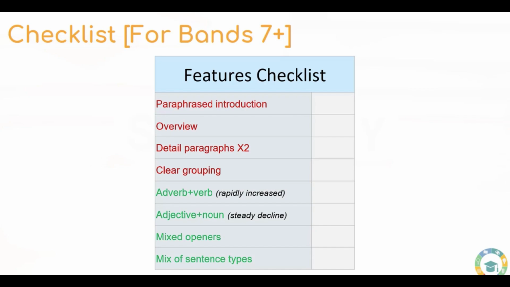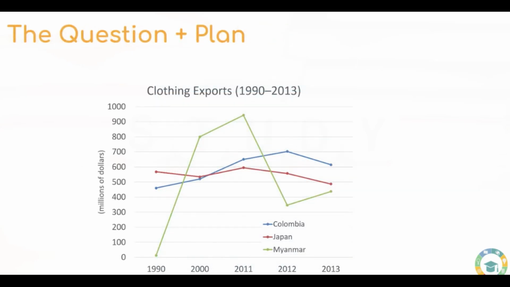In red at the top, we have our structure and organisation, which, as always, is your paraphrased introduction, the overview, and 2 detailed paragraphs. Of course, we'll need some clear grouping, which we can think about whilst we write our plan. Underneath, we have a few writing features such as our adverb-verb, adjective-noun agreements, and of course mixed openers and a different mix of sentence types to use in our writing. So let's move on to our question.